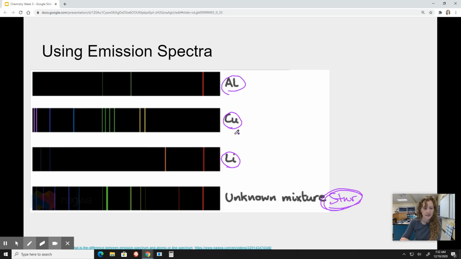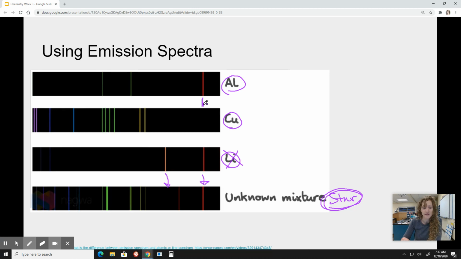So look at lithium, for example. Lithium has this red wavelength here, and it looks like that wavelength is also in the unknown, right? But not just one wavelength from lithium has to be present. If lithium is present, then every wavelength from lithium should show up in the unknown. And look at this orange here. This orange from lithium does not show up in the unknown mixture. So because not all of lithium's lines, or wavelengths, show up, we can conclude that lithium is not in our unknown.